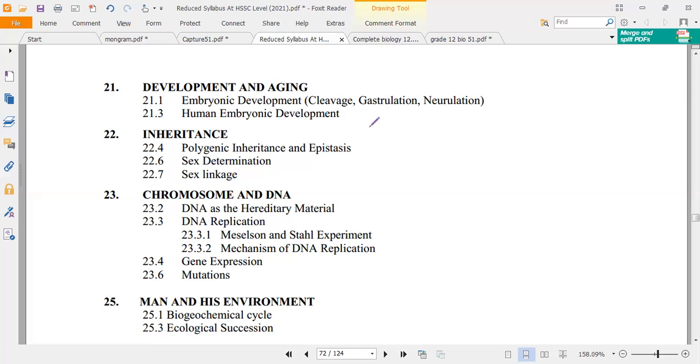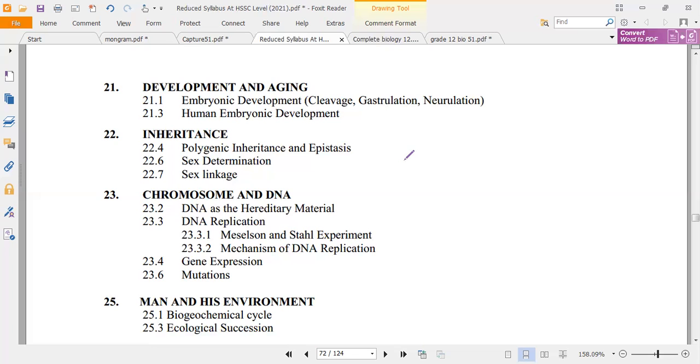Okay, birth and nursing, that is excluded from this topic, as well as premature birth, lactation. These are all excluded. Disorders, all excluded. Aging, all excluded. So in inheritance, we have Mendelian inheritance, incomplete inheritance, as well as codominance, then ABO blood group, Rh blood group, as well as erythroblastosis fetalis, that is all excluded.